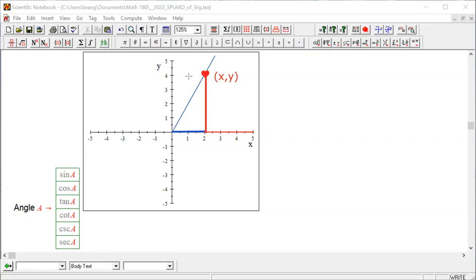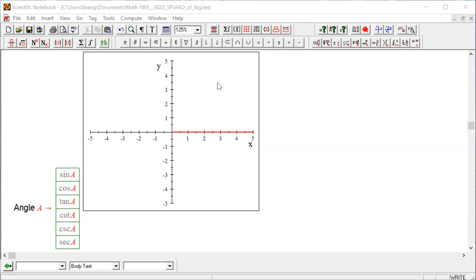X is the distance between the point and the y-axis. This is x. Let me change that to be consistent with the color. So these two blues are the same length, that's x. And that's y. You can see x, y could be in different quadrants. So suppose we pick a point for an angle. Now let's move down.